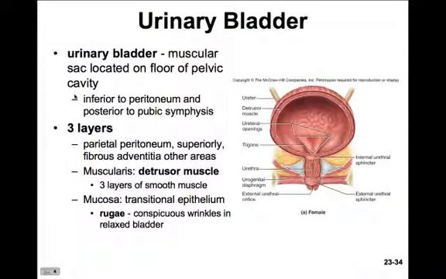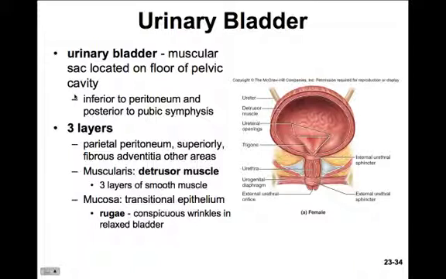The urinary bladder is the sac that holds urine. Now imagine if we didn't have a urinary bladder, there would be a constant flow of urine. Fortunately, we have episodic urination, which means that we can control when we release it. Good thing, huh? So the urinary bladder is also a muscular sac, and it's located on the pelvic floor. And it's right inferior to the peritoneum, so just below the peritoneum, separating the abdominal cavity from the pelvic cavity, but it's posterior to the pubic symphysis.